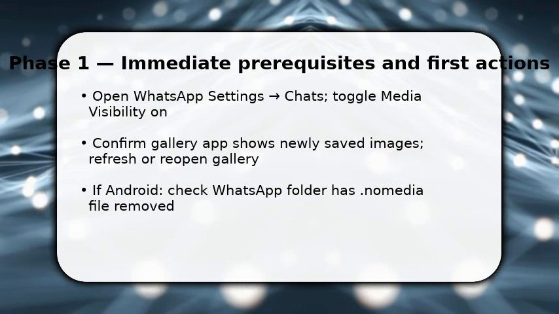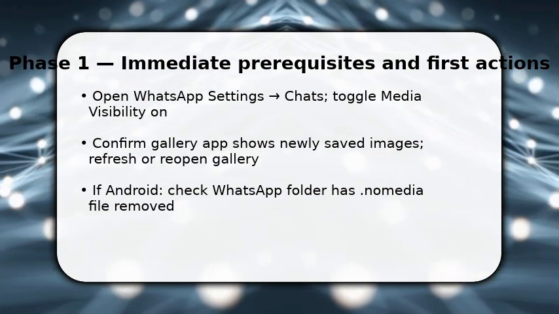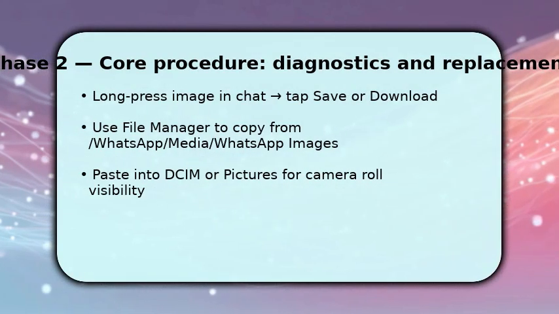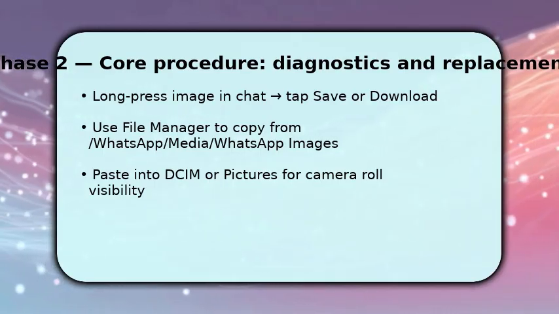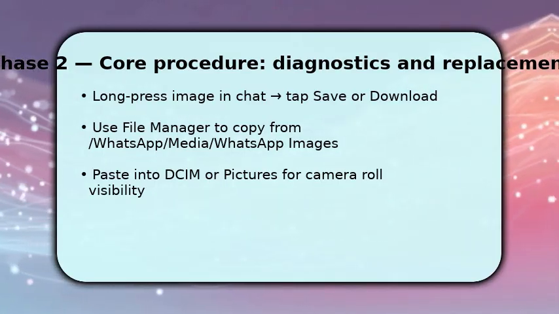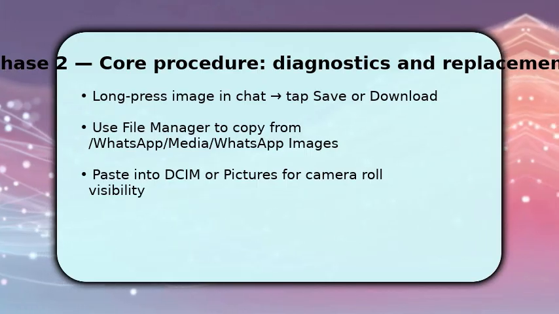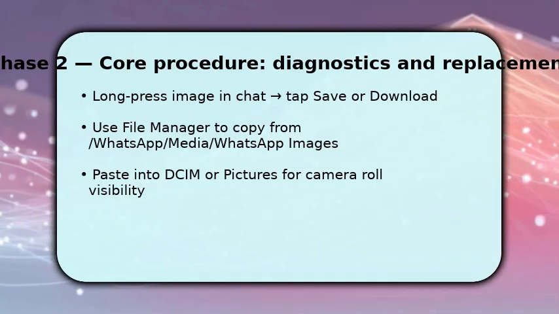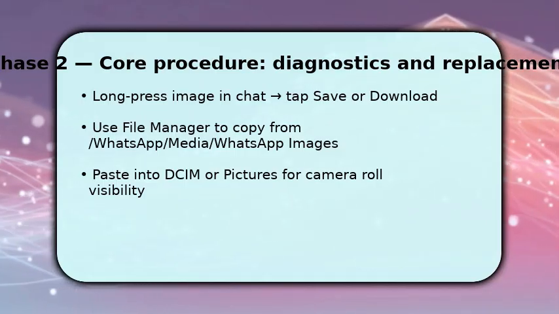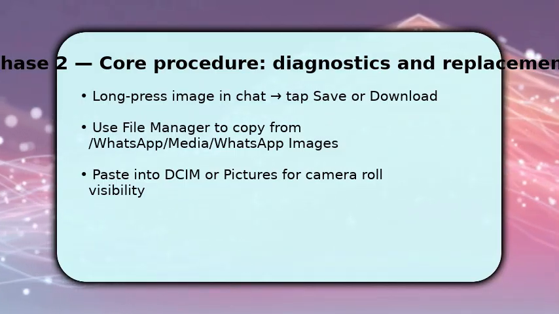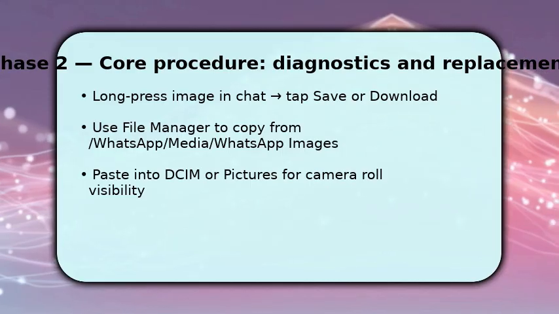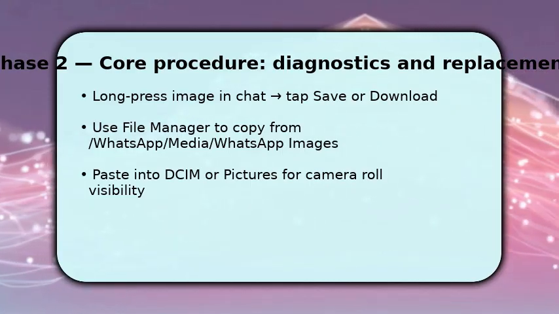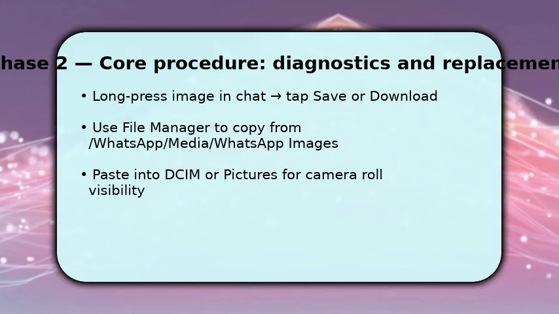Now save and relocate any photos you want in the gallery. In the chat, long press an image and tap Save or Download. This stores it in WhatsApp's media folder. Next, open your file manager and navigate to /WhatsApp/media/WhatsApp Images. Copy the files you need and paste them into DCIM or Pictures, which most gallery apps treat as camera roll. By moving images into those standard folders, the gallery will index them quickly.